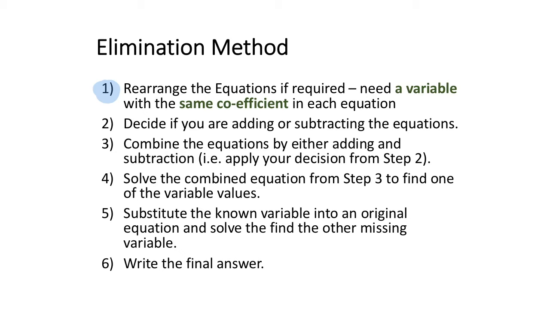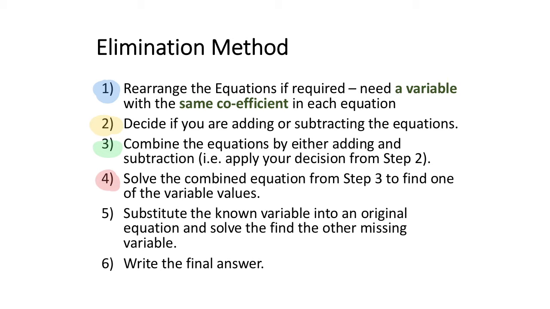If we don't have a variable with the same coefficient, we then need to rearrange or change the equation to be able to ensure that we've got that coefficient. So we might need to multiply each of those terms in the equations on both sides by the same number to be able to change the coefficient in front of one of the variables. So the next step will be to decide if we're going to add or subtract the equations together to be able to combine them. The third step is then to combine the equations together by either adding or subtracting, depending on what we decide in step 2.